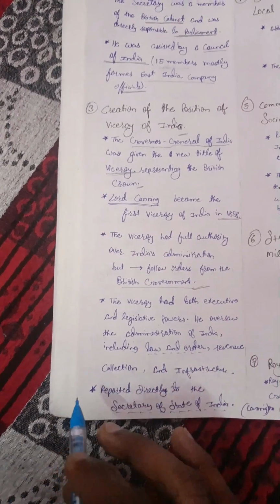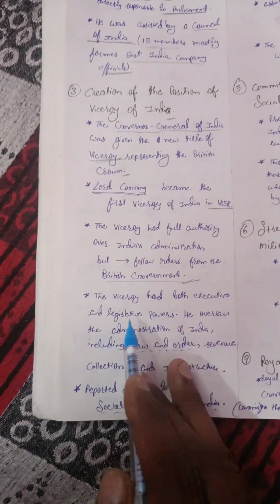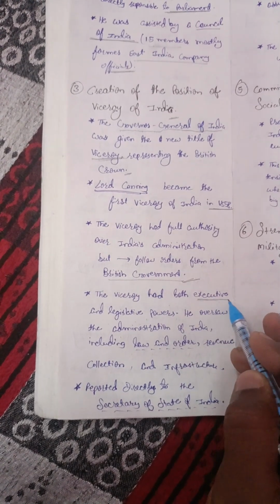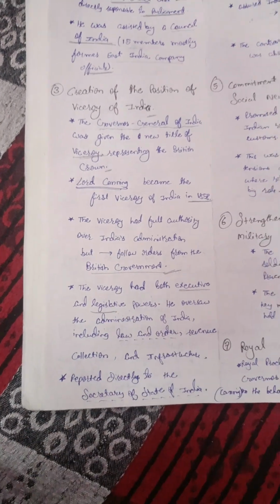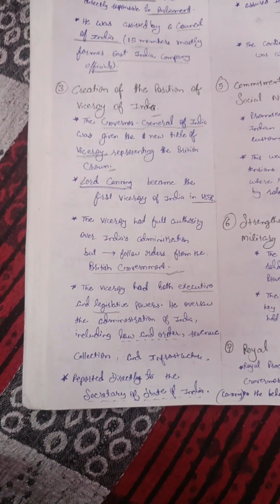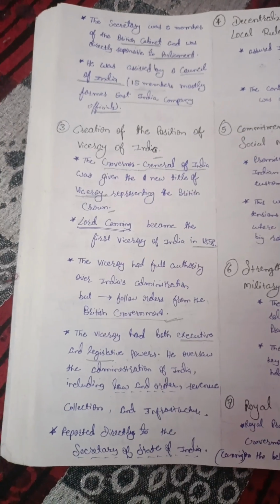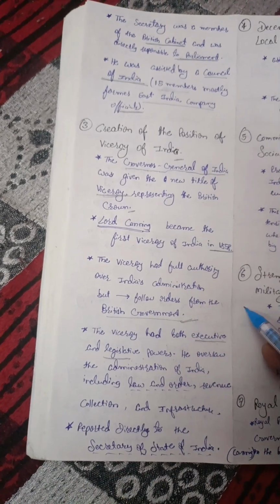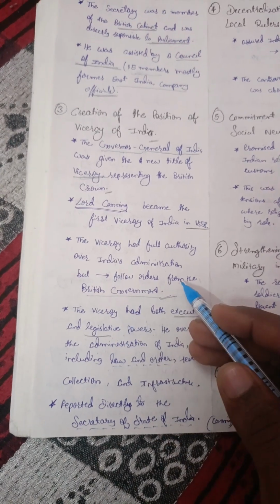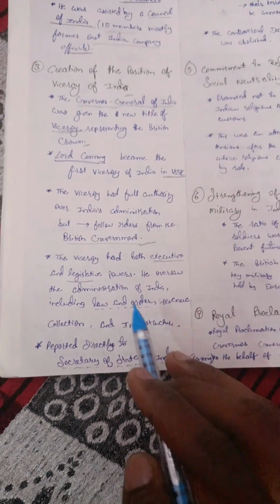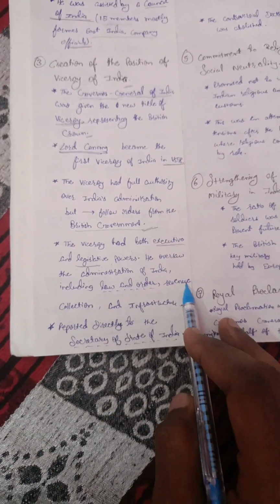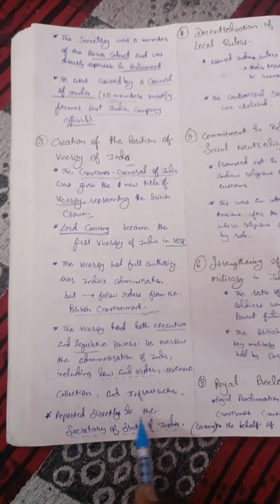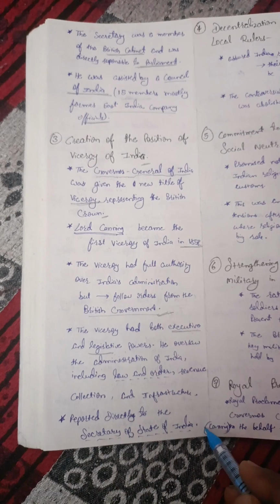Okay, and the Viceroy had both executive and legislative power. I am sure that you must know about the executive and the legislative, so there is no need for a discussion. But for easy reference, let's have a one-line statement: the executive executes the law, and the legislative creates the law. So basically, he oversees the administration of India, including law and order, revenue collection, and infrastructure. Also, he reported directly to the Secretary of State for India.